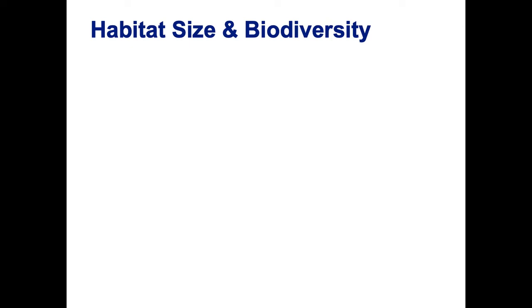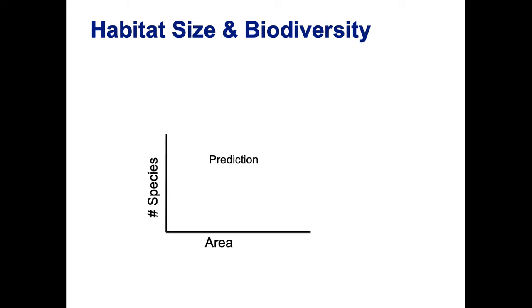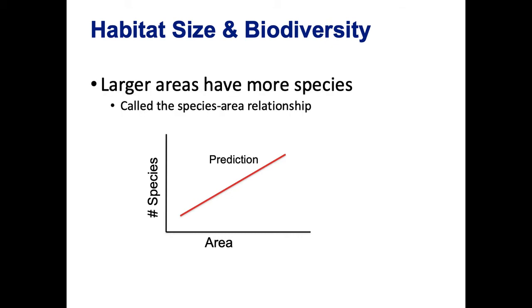Habitat size is another important variable. So what do you think? Do larger or smaller habitats have more species? What's your prediction? You probably predicted this, and it's pretty intuitive. Bigger areas have more species. This is called the species area relationship, and it's probably the most well-supported relationship in ecology. Pretty much if you look at any kind of ecosystems, larger ones tend to have more species.